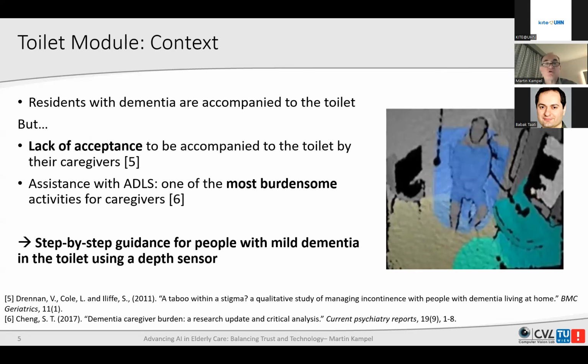So how did we approach that field? The context is basically that residents with dementia are accompanied to the toilet, but if a person comes with them, there is a lack of acceptance, and the assistance with these daily activities can be very, very burdensome for the people who live with or give care to this person. So the idea here is step-by-step guidance for people with mild dementia in the toilet using this kind of depth sensor.